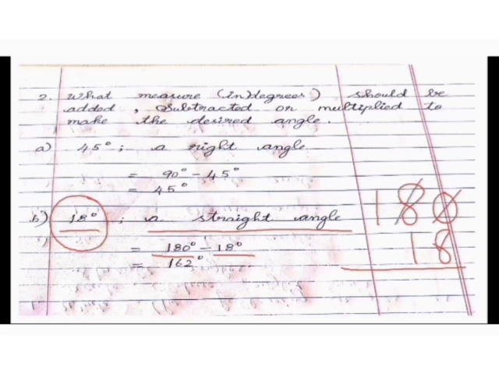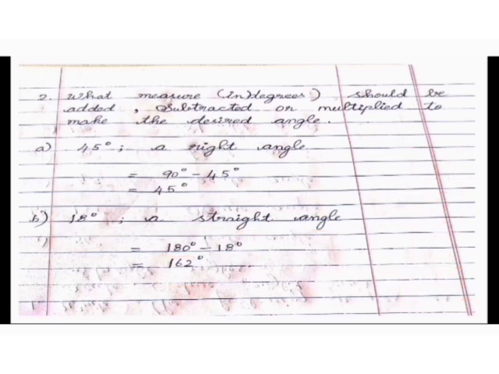Borrow here. Here 7. Will you give 1 here? The number is 10. 10 minus 8 is 2. 7 minus 1 is 6. And then you don't have any numbers. 1 minus 0 is 1. Your answer is 162 degree.